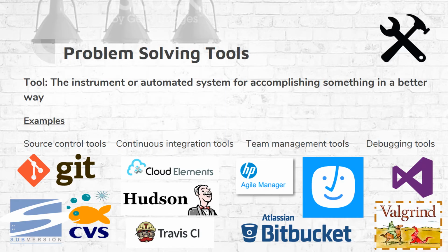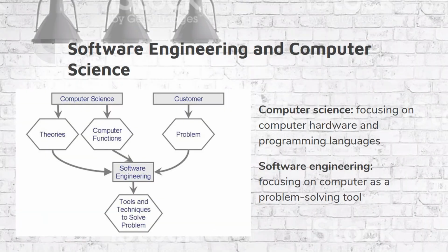There are many tools we can use to aid us in problem solving. There are source control tools such as Git and team management tools such as HP Agile Manager, for example. There's no reason to reinvent the wheel, so use a lot of tools. Software engineering combines the theories and computer functions from the study of computer science and the realistic customers' problems in order to create tools and techniques to solve those problems.